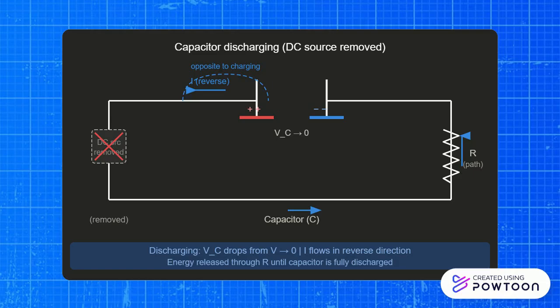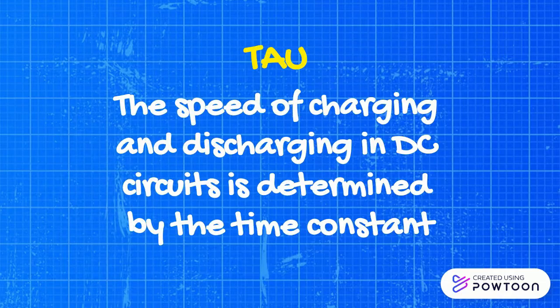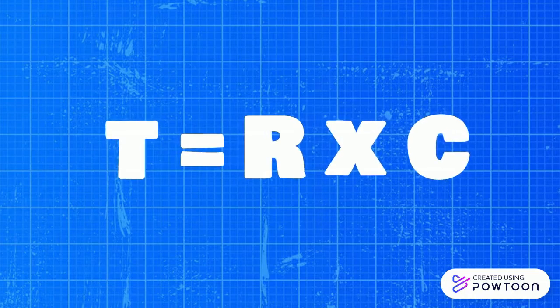The speed of charging and discharging in DC circuits is determined by the time constant, tau. Tau equals resistance multiplied by capacitance, or R times C. After one time constant, the capacitor reaches about 63% of its final voltage. After 5 time constants, it is considered fully charged or fully discharged.